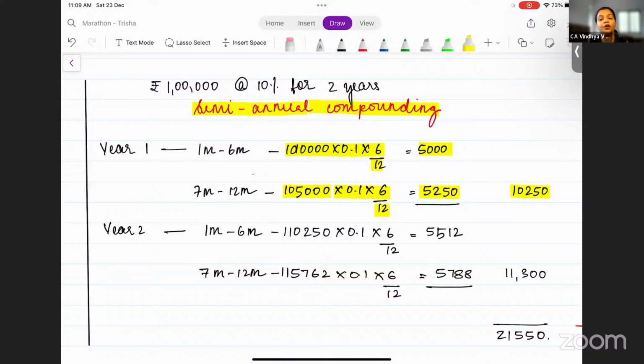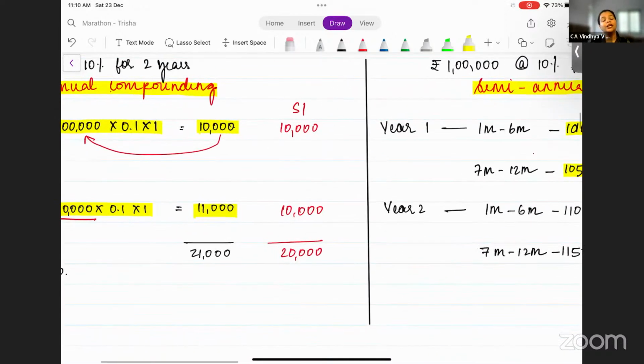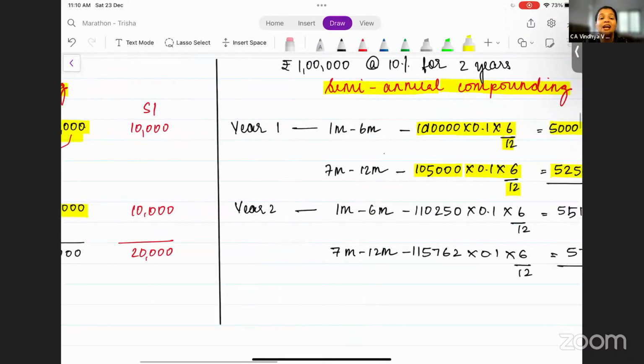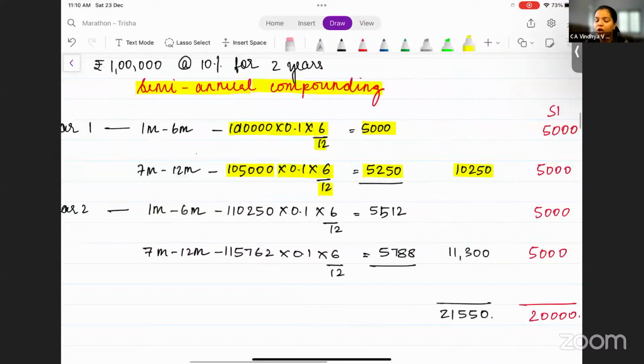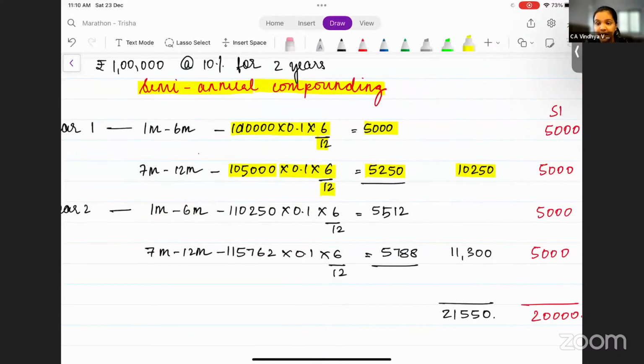And the total interest for year 1 is 10,250, whereas in annual compounding, the total interest was 10,000. So the interest has changed. Reason, compounding. Now, moving on to year 2. Again, the same process will continue. You'll add the interest to the principal. What is the previous principal?